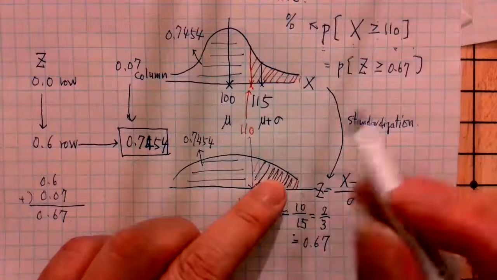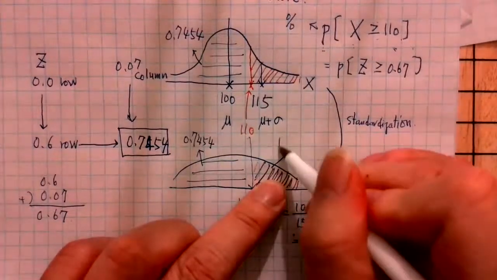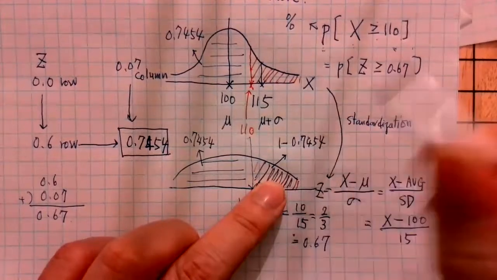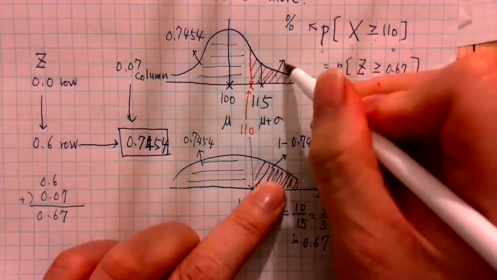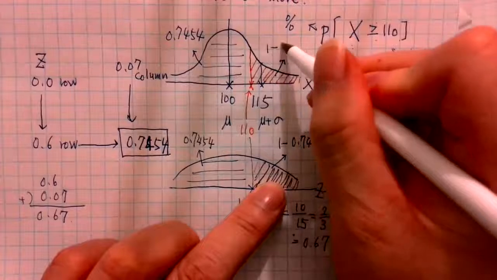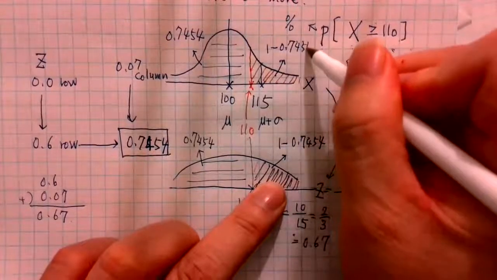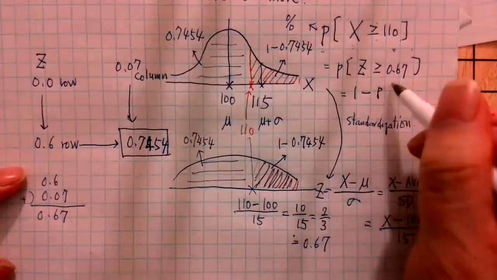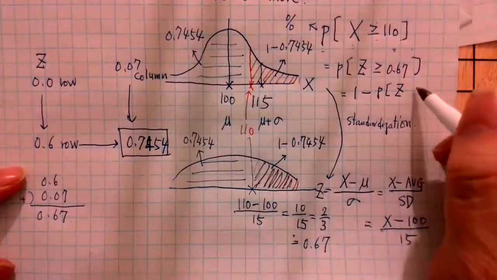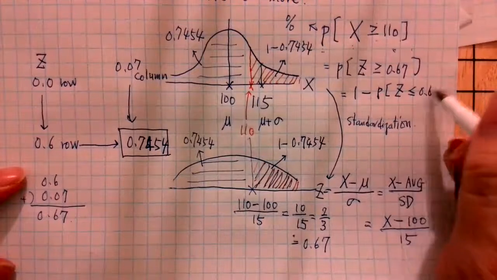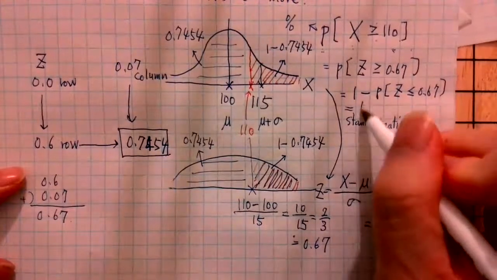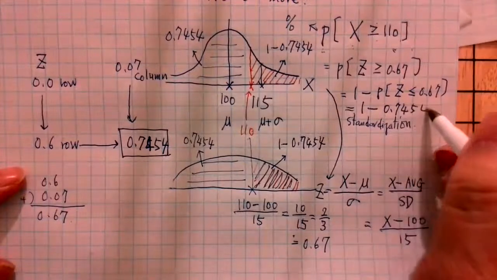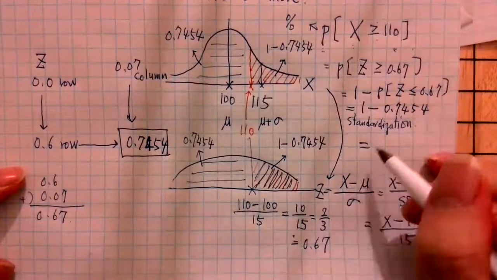74.54%. How about its complement? This will be 1 minus 0.7454. That is to say, the part we are looking for is 1 minus 0.7454 as well. So we can write this as 1 minus the probability that the z-score is less than or equal to 0.67. And this will be 1 minus 0.7454.